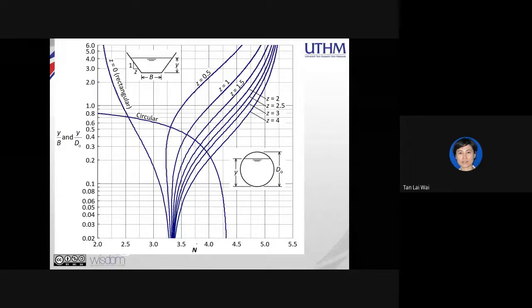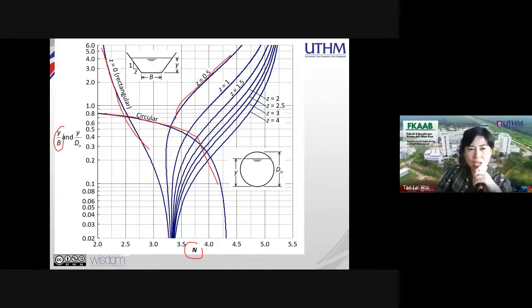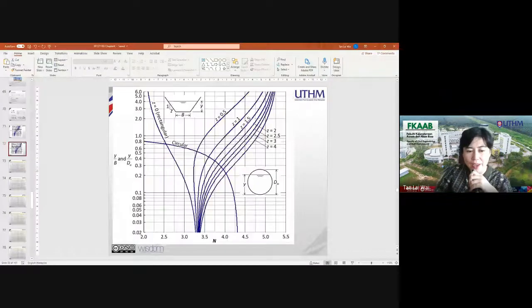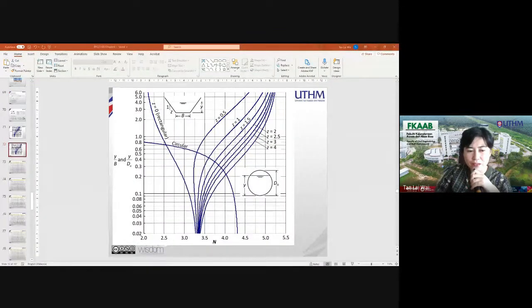Same thing here. This is to find N. You have the circular line. You have the rectangular line. You also have Z. So it depends on Y over B. Yang ni semua dah ada. And also D naught is the diameter of the circular. Then you'll get your N. Actually, this one here, I have the Excel file. Yang kalau tengok, stop presenting.